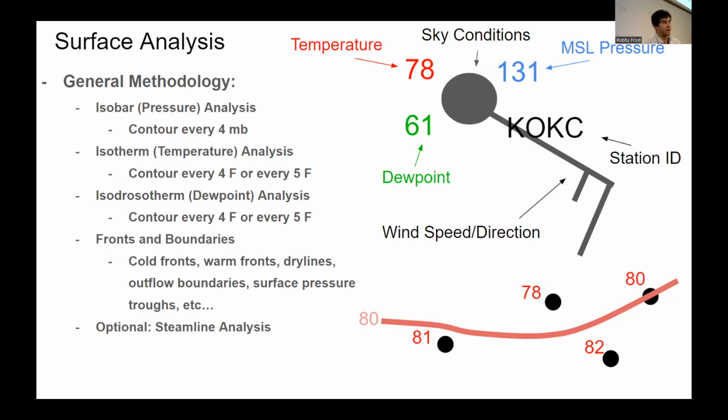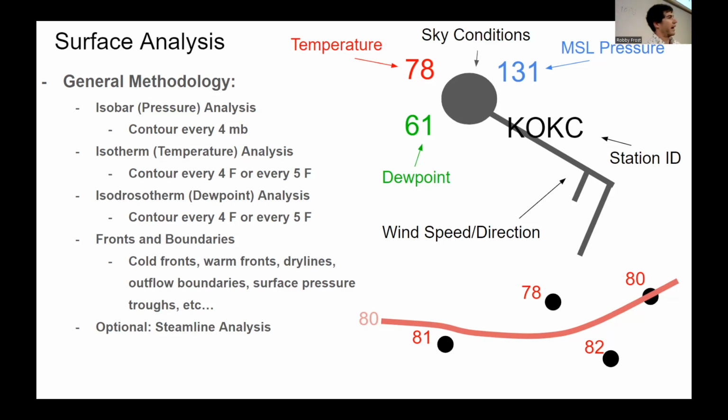And then finally, of course, our fronts and boundaries: cold fronts, warm fronts, outflow boundaries, that kind of thing. One optional one that we won't really dive into today is a streamline analysis, which can help identify areas where you have confluence and diffluence at the surface. If you want more details on that, come find me. I'd be happy to talk about it. But we'll focus on the main ones for today.